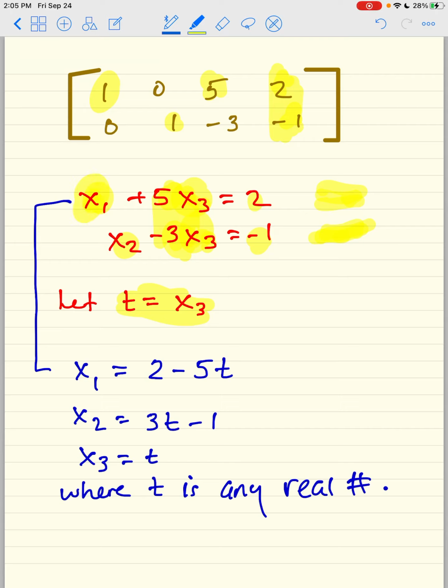So x1 is equal to 2 minus 5x3, but x3 is t. x2 is equal to 3x3 minus 1, but x3 is t. So anytime we throw in a t, which is any real number, we'll have a solution. So if t is equal to, let's say, 0, then x1 is equal to 2, x2 is equal to negative 1, and x3 is equal to 0. Okay? There's infinitely many solutions here.